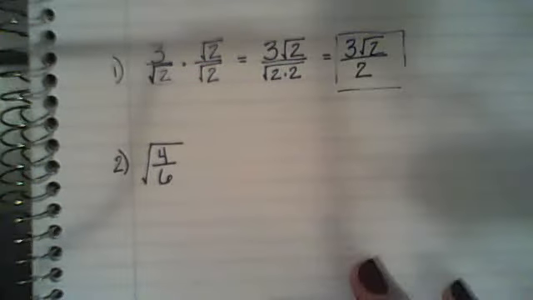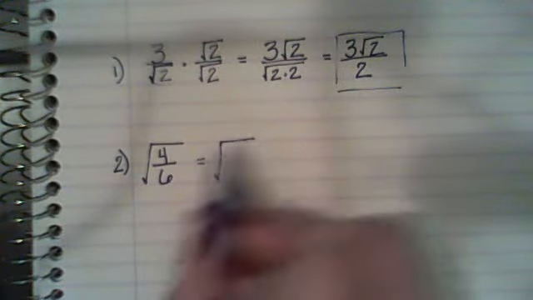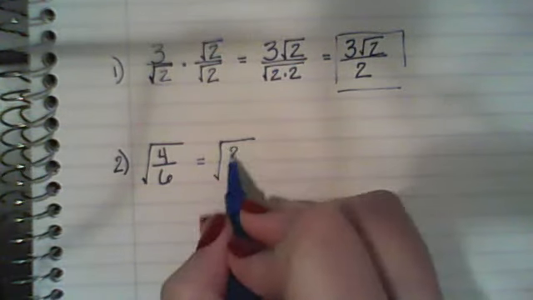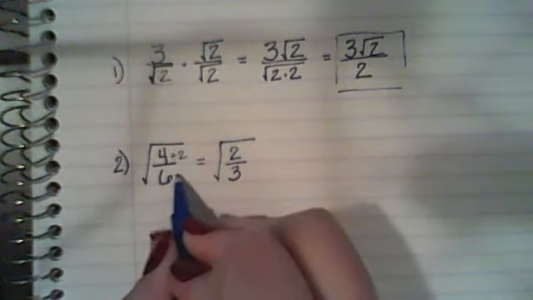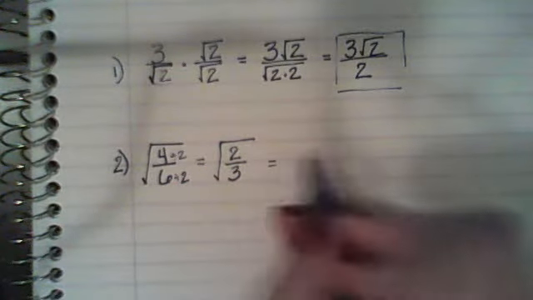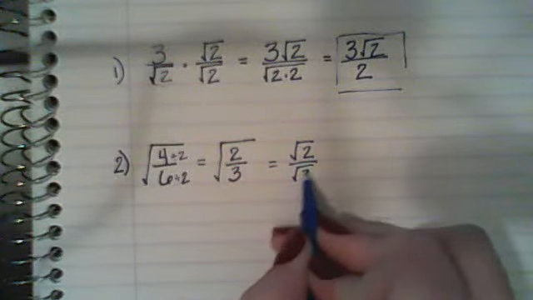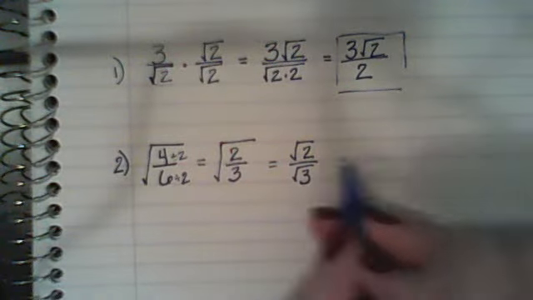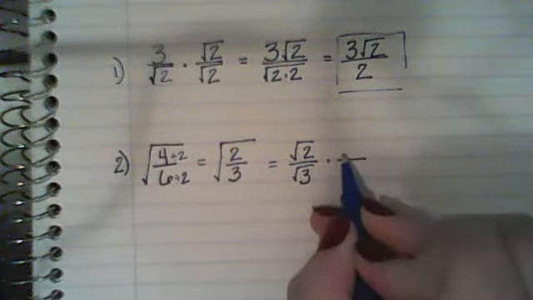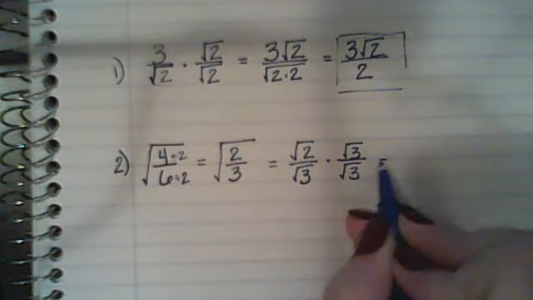Now let's look at another one. I have the square root of 4 over 6. First thing I'm going to do is simplify 4 divided by 6, and that's going to become 2 over 3, since both of those numbers are divisible by 2. The square root of 2/3 is the same as saying the square root of 2 over the square root of 3. Now because of the square root of 3 in the denominator, I'm going to multiply both top and bottom by the square root of 3.